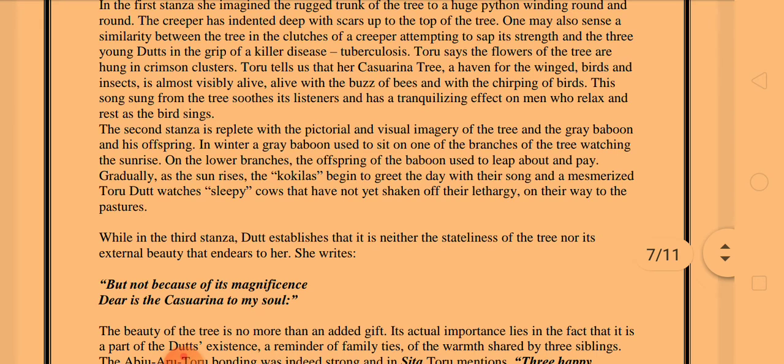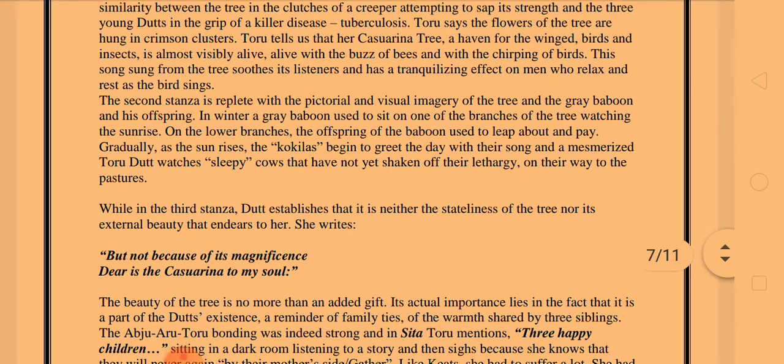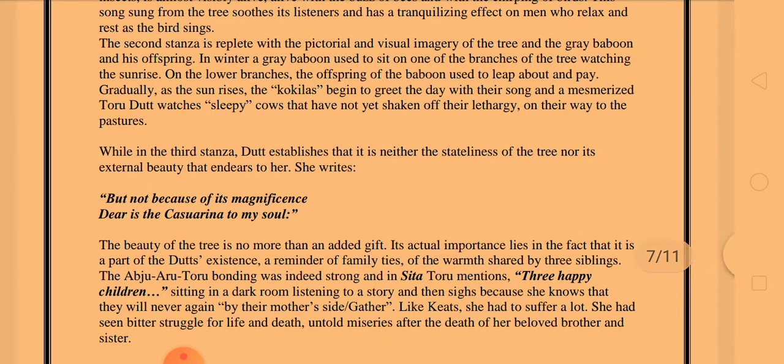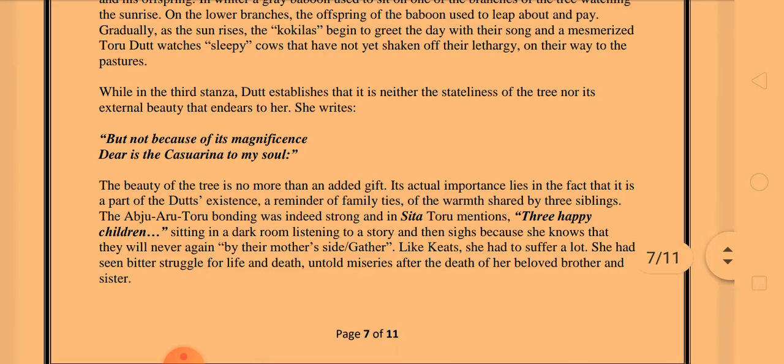While the third stanza establishes that it is neither the stateliness of the tree nor its external beauty that endears it to her. She writes, "But not because of its magnificence, dear is the casuarina to my soul." The beauty of the tree is no more than an added gift. Its actual importance lies in the fact that it is a part of her existence, a reminder of family ties, of the warmth shared by three siblings.